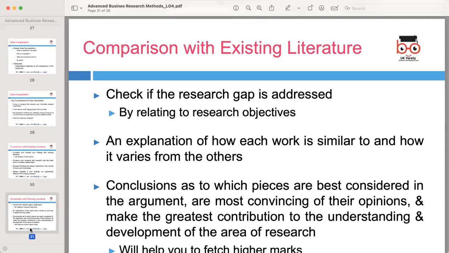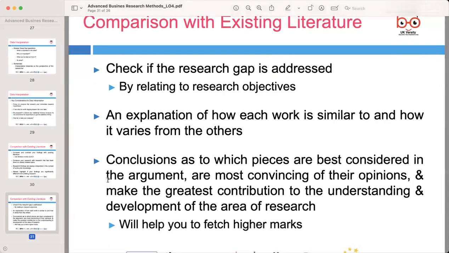So it is important to use academic sources. Academic success comes from conducting a comprehensive comparison of existing literature. Researchers demonstrate their ability to critically analyze and synthesize information. This skill is highly valued in academia and can contribute to a higher mark and the overall success of our research.